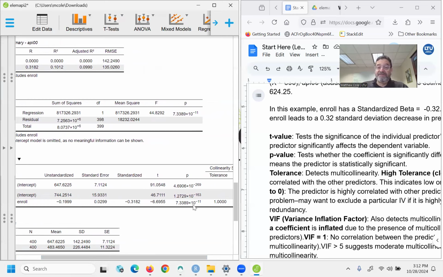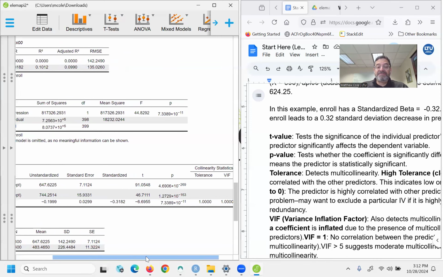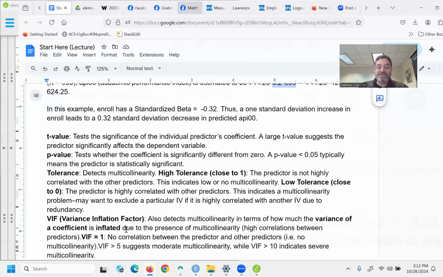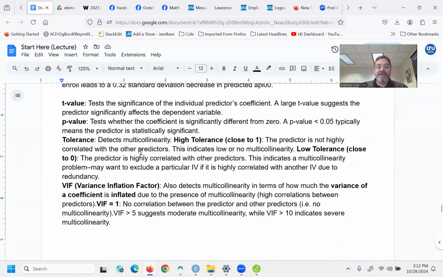But here we have a very, very low p-value. So yes, we have a significant change in y. That's the p-value. Something called tolerance and variance inflation factor. We look into that more when we have multiple predictors, but I'll define them now. The issue here is one of multicollinearity.